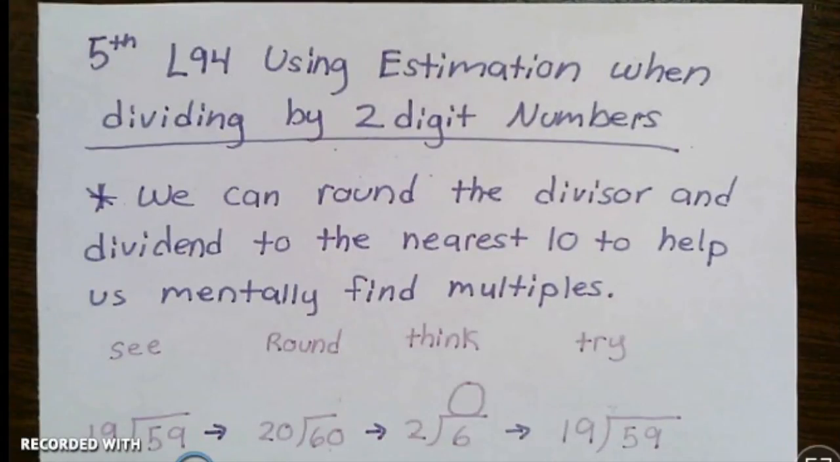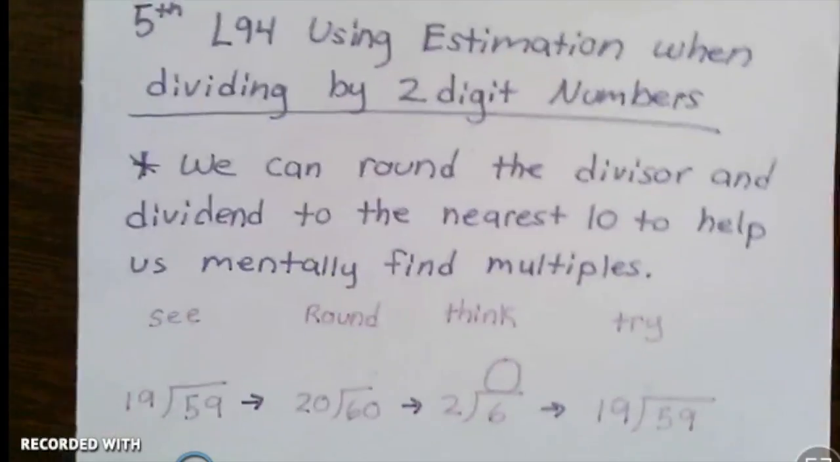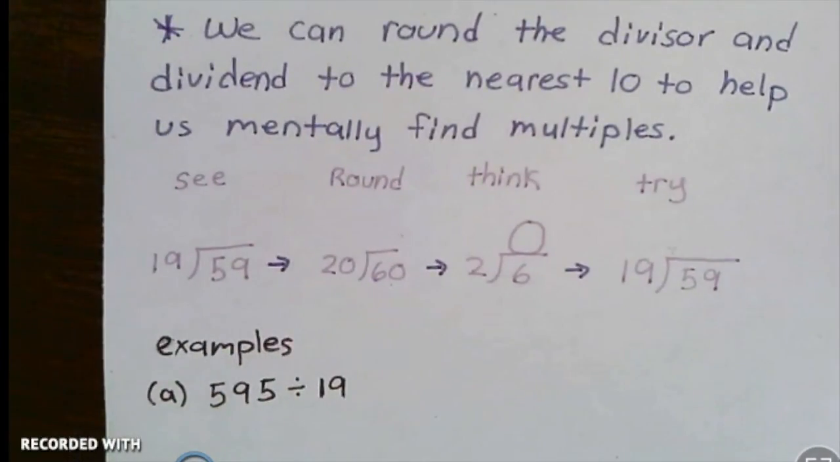Graders, and welcome to lesson 94 on using estimation when dividing by two-digit numbers. We can round the divisor and the dividend to the nearest 10 to help us mentally find multiples. Okay, this is a fun lesson. This lesson is going to make you feel smart.